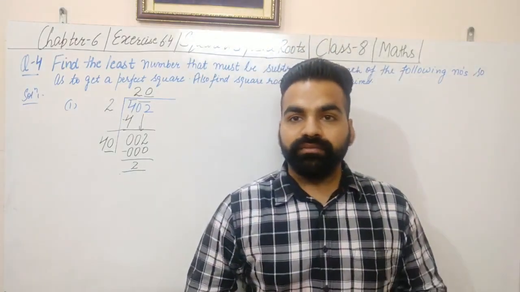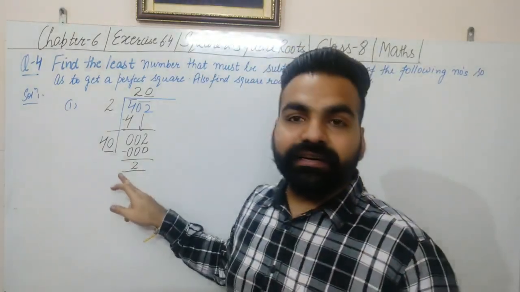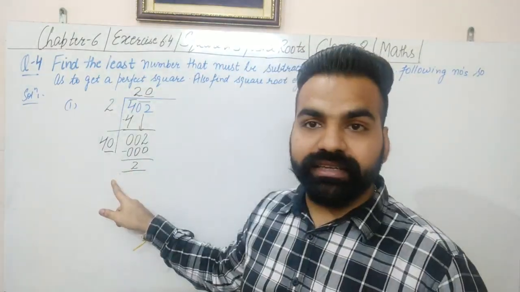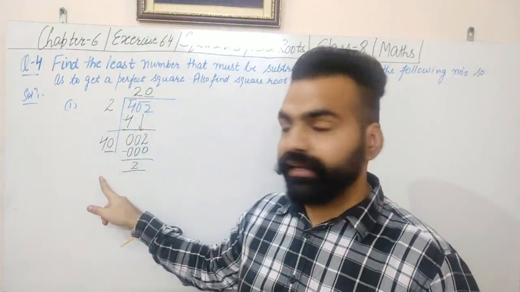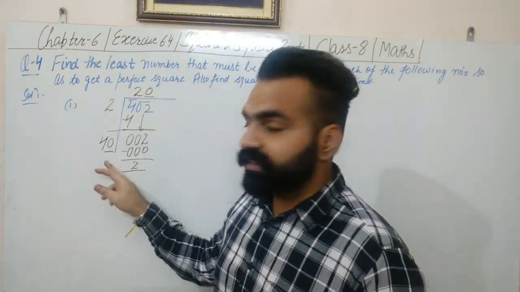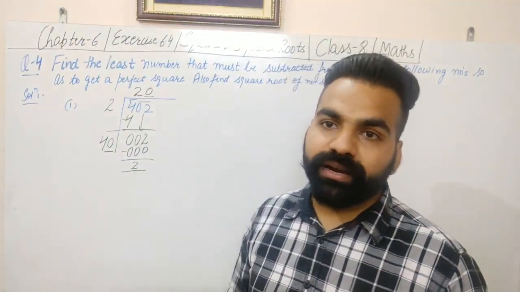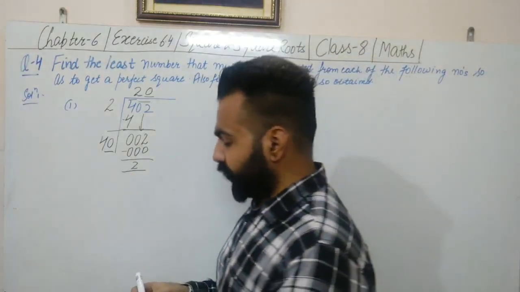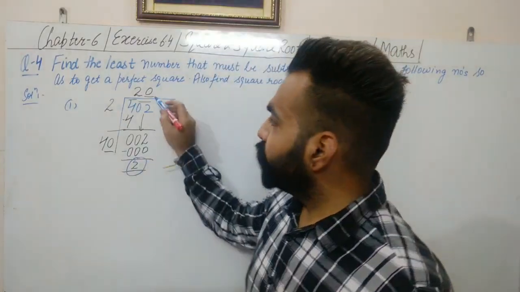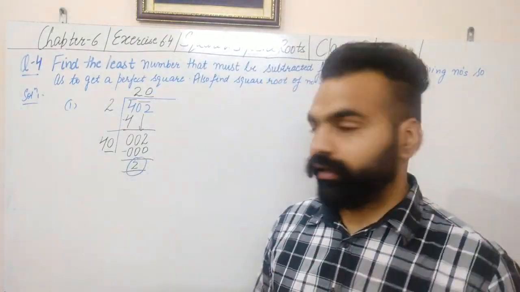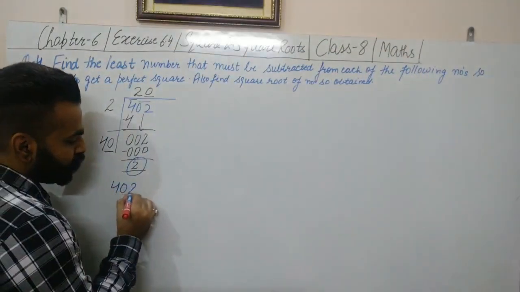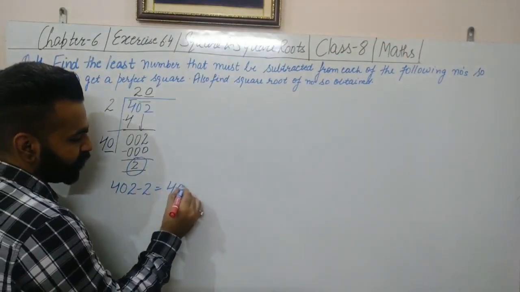The final remainder comes to 2, but we can't further do the division method because the next divisor, double of 40, which is 80, will be greater than 2. When the divisor is greater than the remainder, we have to stop at that point. Now we check the remainder, which is 2, and the quotient, which is 20. We subtract this remainder from the given number. So 402 minus 2 is 400.